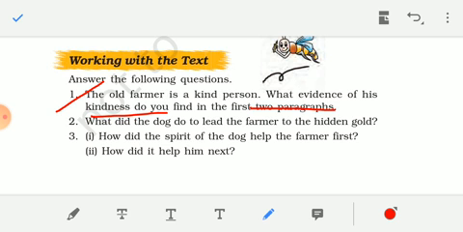Okay, now let's see question number 2. What did the dog do to lead the farmer to the hidden gold? So we already studied in the chapter that the old farmer got a heap of gold. And what did the dog do to find that gold? Okay, the answer would be like this.